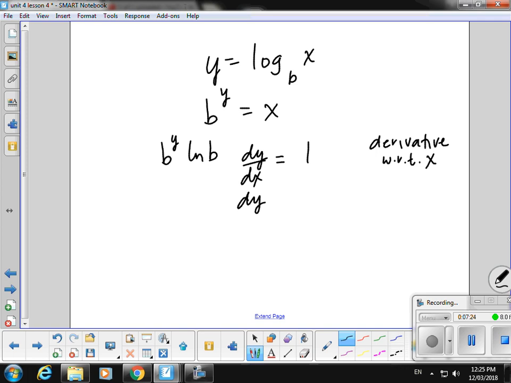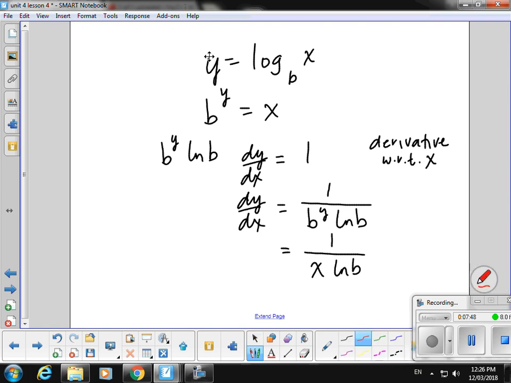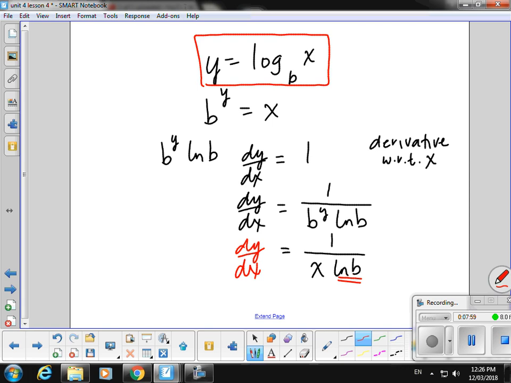So if I want dy dx, I am going to divide both sides by b to the y ln b. Well, I know what b to the y is. b to the y is x. So if you have a function that is y equals log base b of x, the derivative is 1 over x, just like ln is, except that we have that adjustment for the base again.